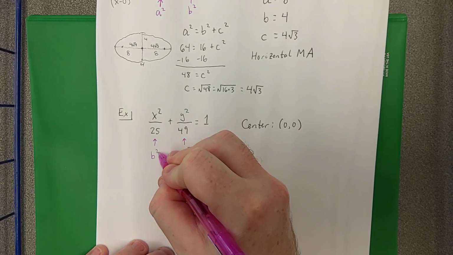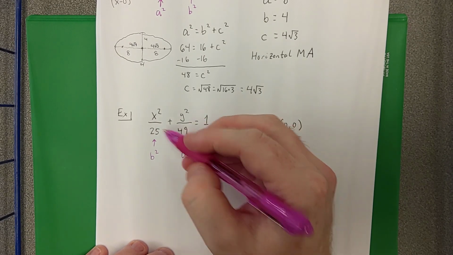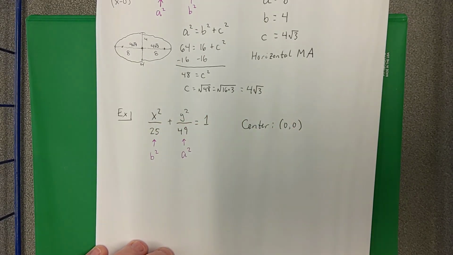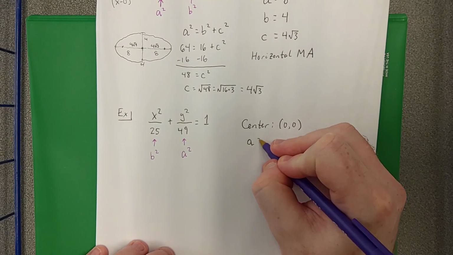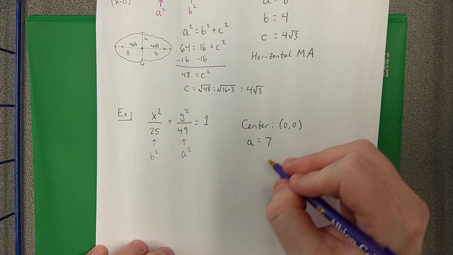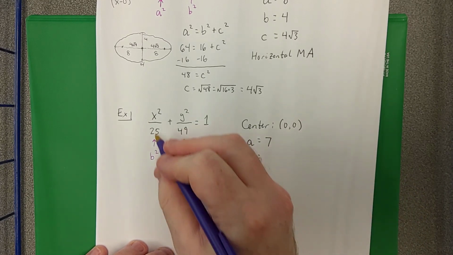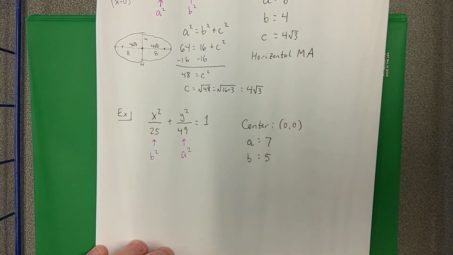That means that under y squared, we'll see the value of a squared, and under x squared, we'll see the value of b squared. That allows us to calculate our value of a as being the square root of 49, and b as the square root of 25. Those turned out nice. That also means that we'll be able to get the value of c in just a moment, similar to what we did above.